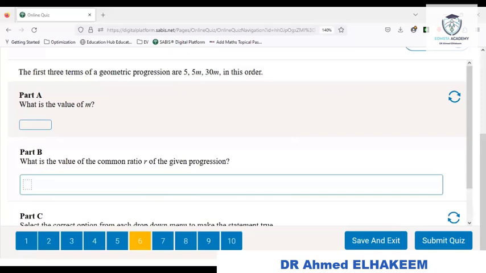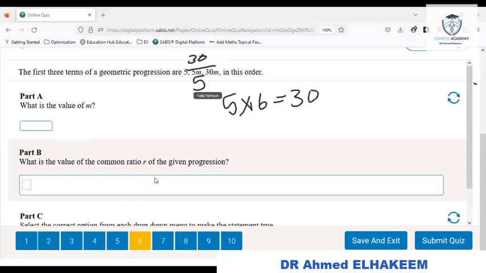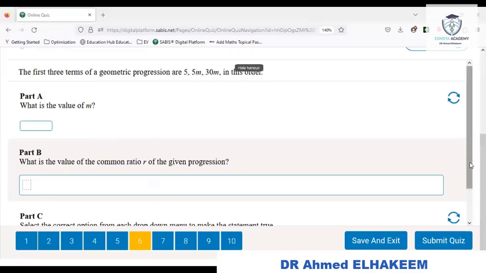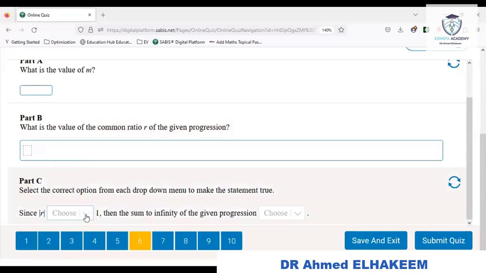And there's one more left, point C. So this is 6 and this one is also 6, because if you do 5 times 6 it's 30, and then you divide 30 by 5, which is 6. I think we solved this before. R is greater than 1, so it diverges.